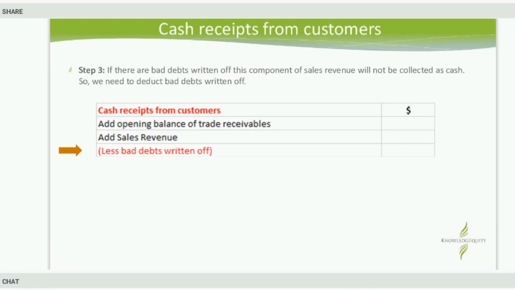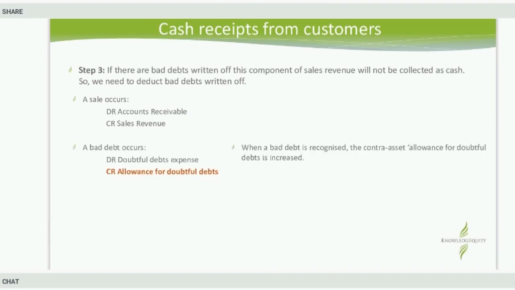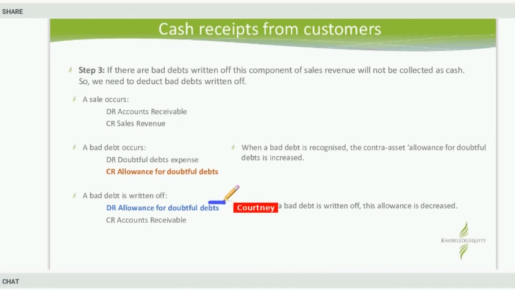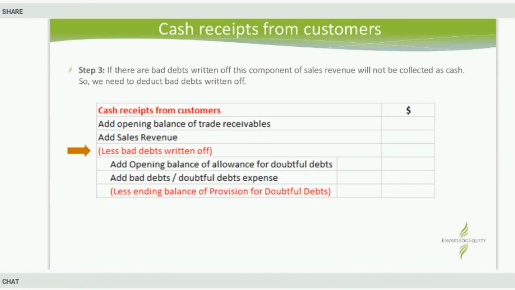But I'm not going to collect all that sales revenue because there might be some bad debts. And this is why we need to adjust for that. So when a sale happens, debit receivables, credit sales. But if you have a bad debt, you have a doubtful debts expense and an allowance for doubtful debts. Then, when you write it off, you're going to see a reduction in your accounts receivable. Now, normally when accounts receivable goes down, it's because you've collected the cash. But in this case, you haven't received the cash, so we don't want to count that. So we have to calculate our bad debts written off and take that out from the amount of total cash.